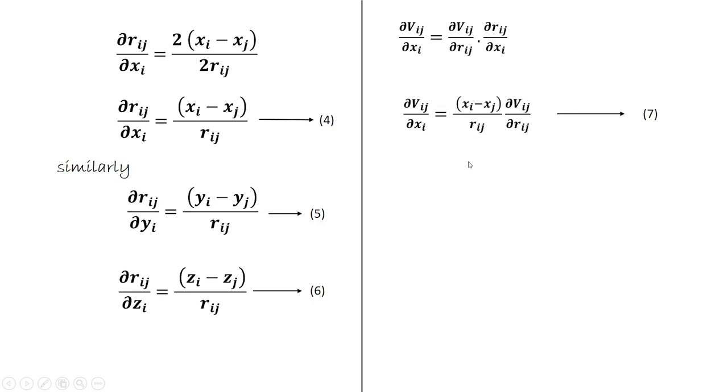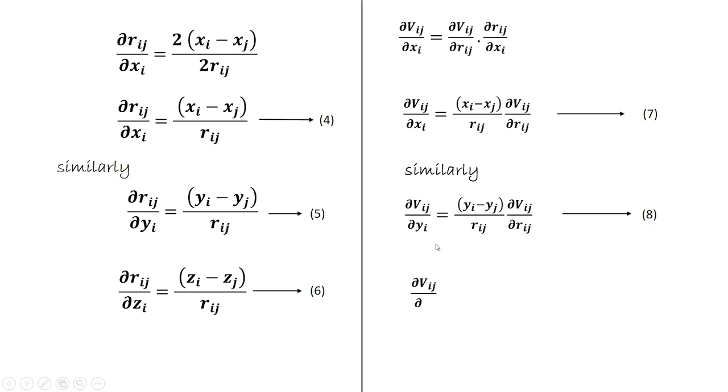Very, very important. Similarly, you can derive the y coordinate and z coordinate equations also. This is the y coordinate equation. This is the z coordinate. Just rearrange this equation like this. You'll get 3 different equations. Now you try to substitute these equations 7, 8, 9 in equation number 3.